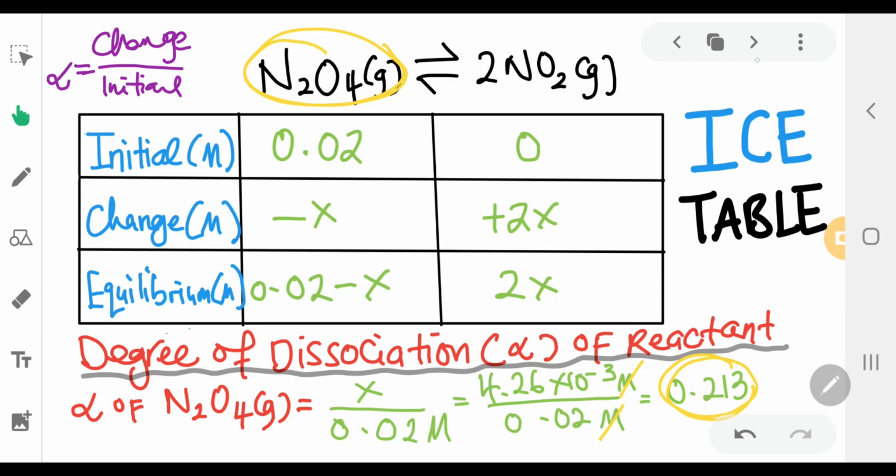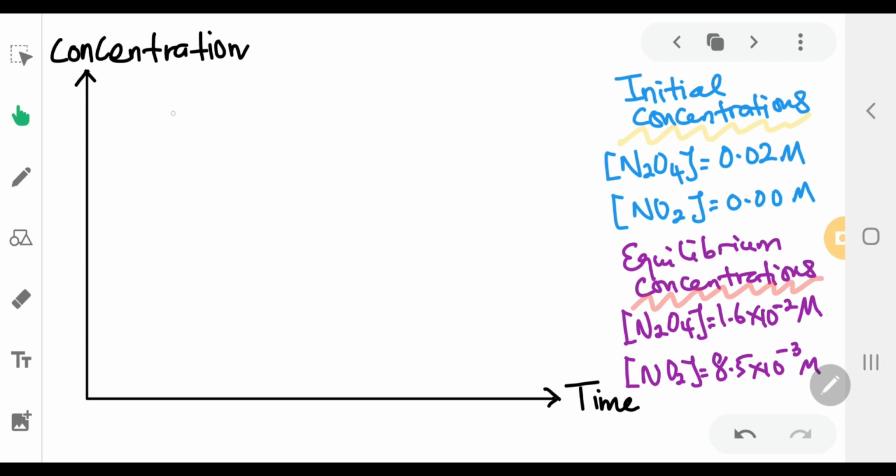Another thing that we can do with the information that we have got, we can try to sketch the graph of concentration versus time for N2O4 dissociated to form NO2. Okay, so we do know that time, we're always going to start from time equals to 0 seconds, and concentration always going to start from zero as well. And when you look here at initial states, the concentration for N2O4, this is the one that we have figured out from the information given in the question just now, which is 0.02 molar. And initially, we do not have NO2 being produced yet, okay? And after they have reached equilibrium, these are the concentrations that we're gonna get.